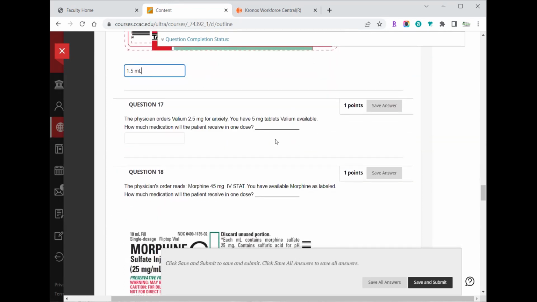Here, if that was Brianna that asked about the scored tablets, here's the volume. The order is 2.5 milligrams. You have 5 milligram tablets. So you're going to assume that the tablets are scored, right? So that way you can give them a half of a tablet.